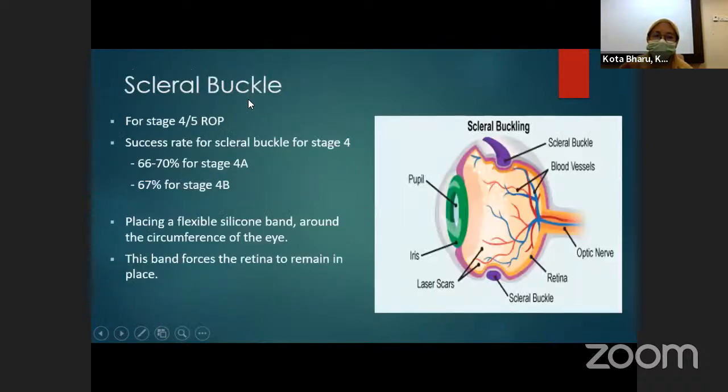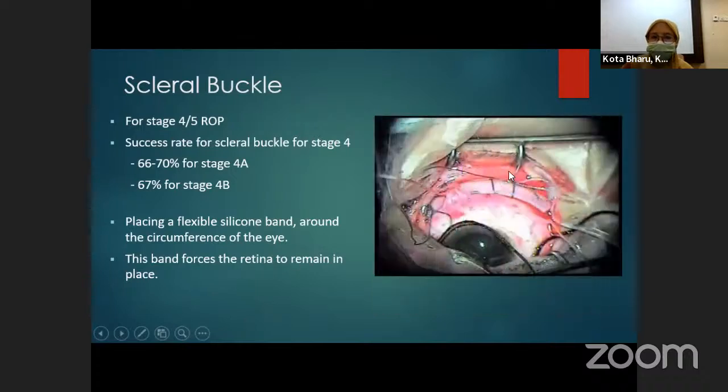Okay, the scleral buckle is actually the surgical management of retinal detachment, usually done for stage 4 or 5 ROP. The success rate for scleral buckle is 66 to 70% for stage 4A and 67% for stage 4B. Actually, it involves placing a flexible silicone band around the circumference of the eye, and this band forces the retina to remain in place. This is the silicone band. It is placed in the eye to force the retina to remain in place to treat the retinal detachment.